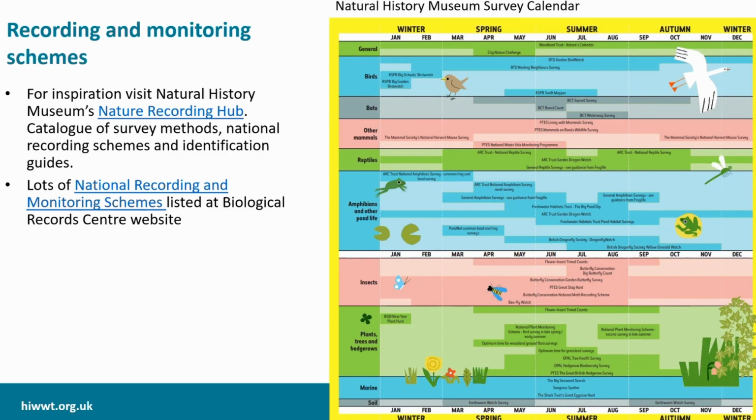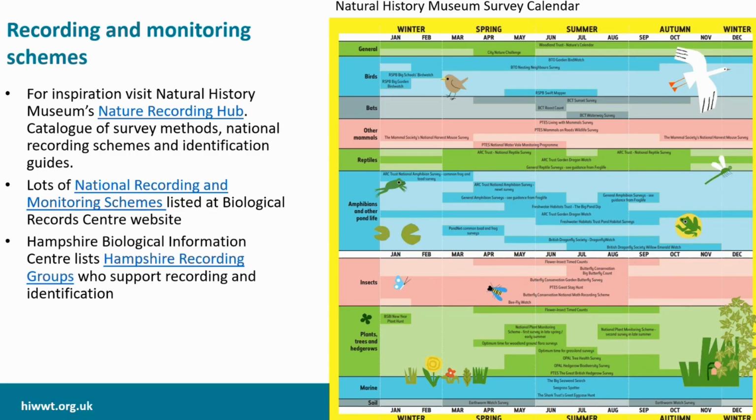So yeah, other lists, other areas. There's a Biological Record Centre website, and that has some good lists you can refer to of national recording and monitoring schemes. And I mentioned the Hampshire Biological Information Centre has that list of Hampshire recording groups that are local to us in Hampshire, who can provide support, and you can submit records to them. And help with identification as well, actually.